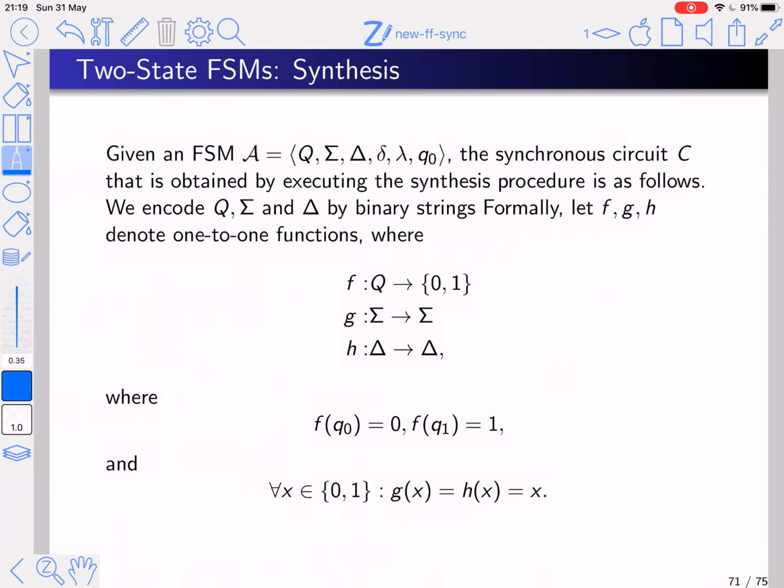Good. So I need to encode states using a bit. I need to encode input symbols using bits, output symbols using bits. I think it's more instructive to think of it as 0, 1. And I'll use the natural function where Q0 is mapped to 0 and Q1 is mapped to 1. And G and H are just the identity functions.